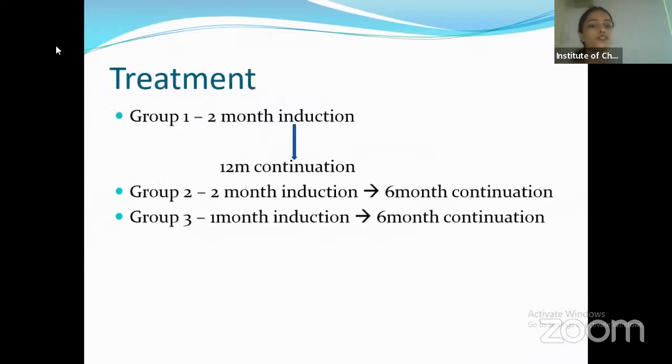Treatment based on the groups is divided like this. For group 1, we give 2 months of induction therapy followed by 12 months of continuation therapy. Group 2, 2-month induction followed by 6-month continuation. Group 3, 1-month induction followed by 6-month continuation.